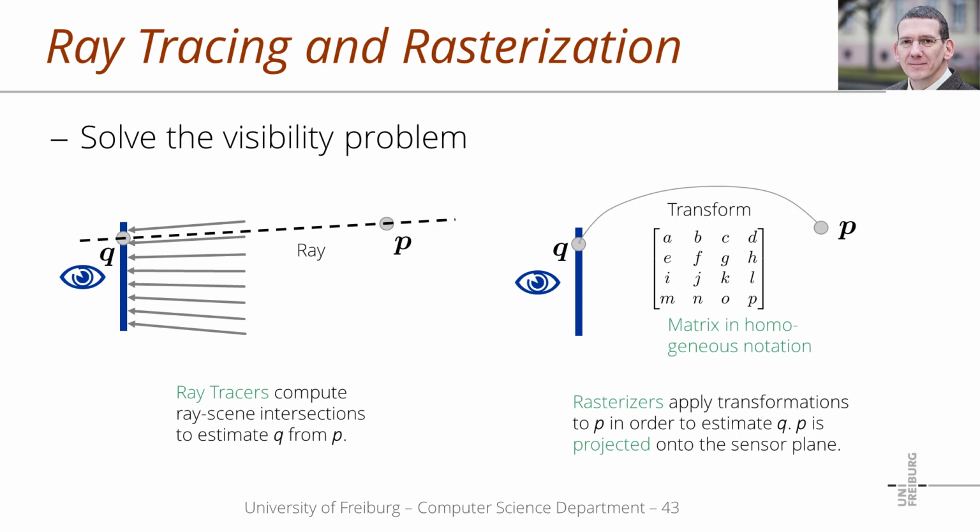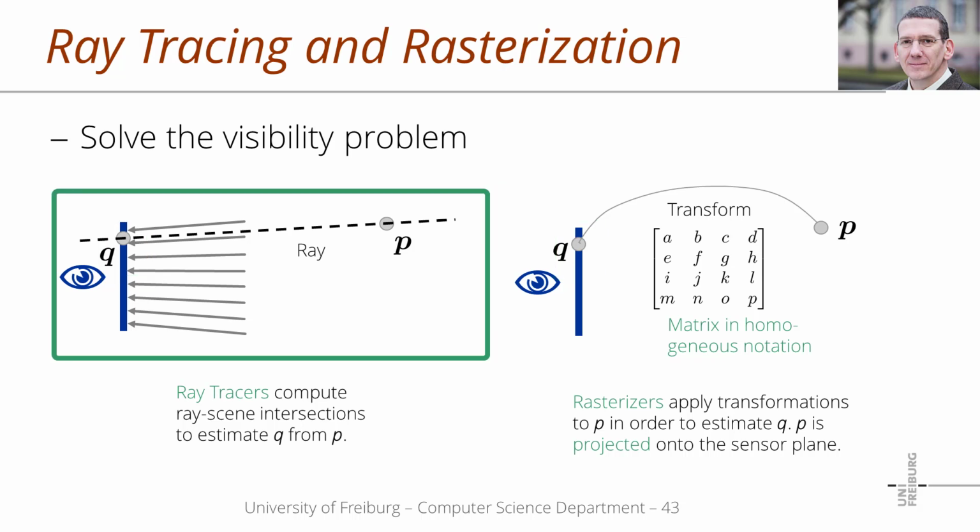Here we have two illustrations for ray tracing and rasterization in order to show that both concepts actually solve the same problem. In both cases, we have a point P in our scene, and we would like to find out that this point is visible at position Q on a sensor plane. In ray tracing, shown on the left-hand side, we consider a ray. We trace a ray through point Q into the scene. We find the intersection point P, and then we know that P is visible at position Q on the sensor.